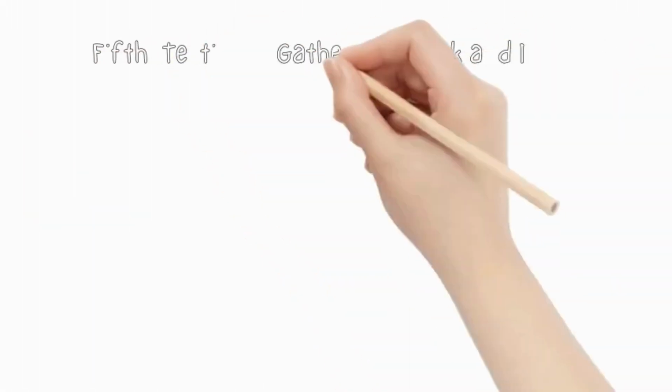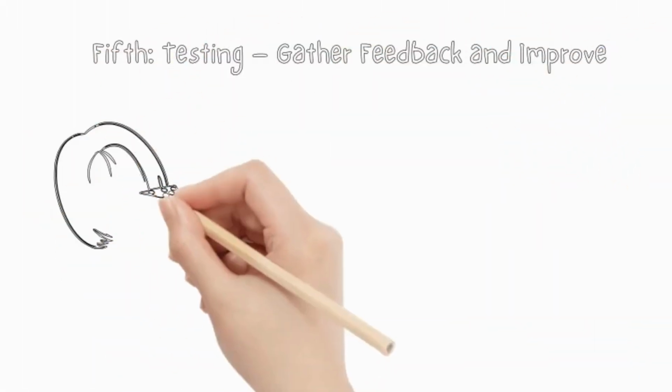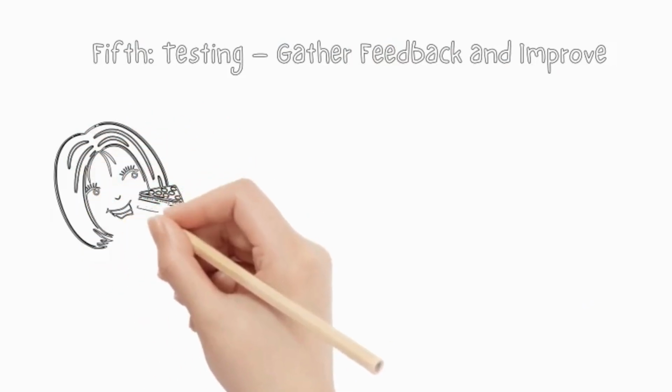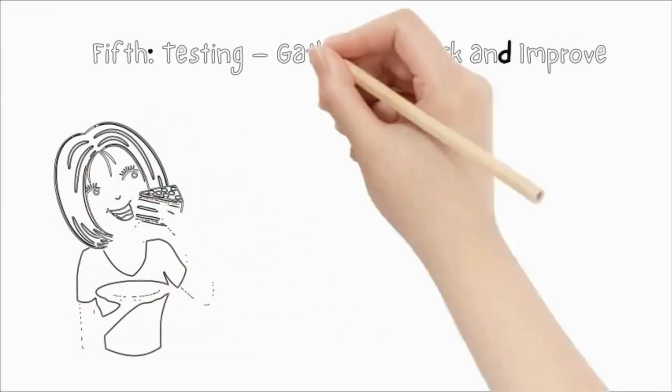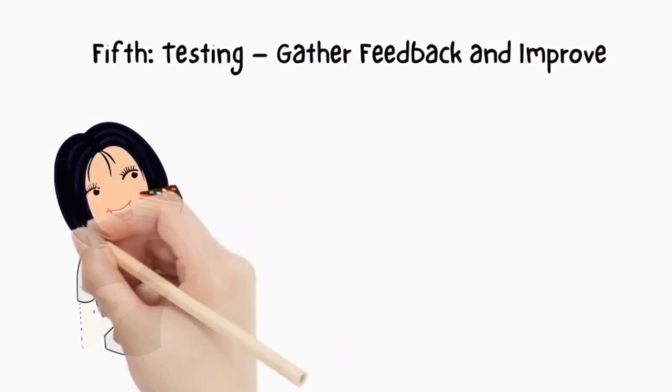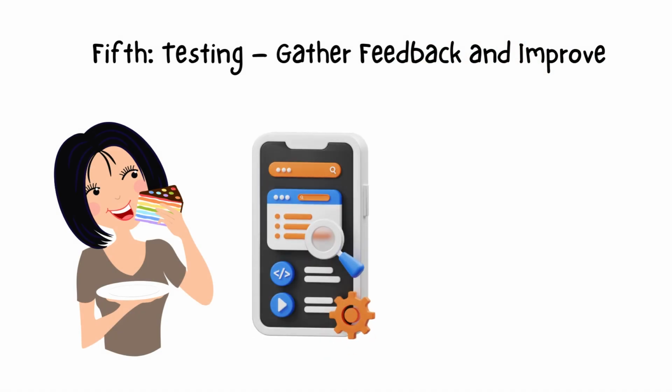Fifth, testing. Gather feedback and improve. Analogy: imagine baking a cake and letting friends taste it to find out if it's sweet enough. Example: a new app is given to a test group. Feedback reveals that the sign-up process is too complicated. The team revises the app to make it more user-friendly.